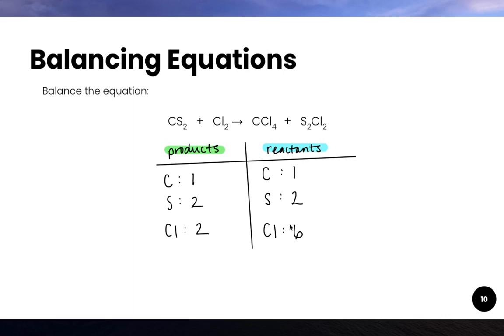Okay, so it looks like this is mostly balanced. The only thing that's unbalanced is the chlorine. And there are 6 chlorine in the reactants and only 2 in the products. But chlorine is by itself in the products. So all you have to do is add a 3 in front of chlorine, which will change the number of atoms to 6. There you go. That's a balanced equation.